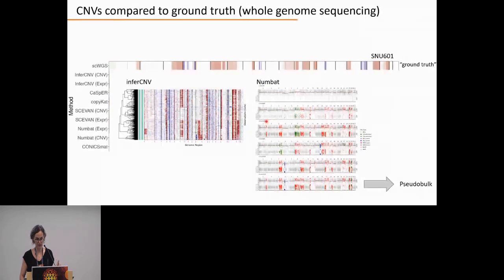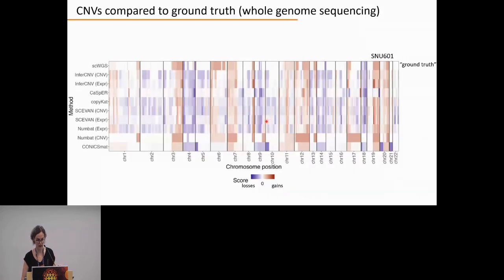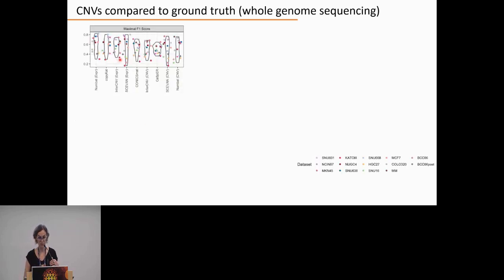And this is what you see here for the SNU-601 cell line: the whole genome sequencing on top and all of the different methods at the bottom. You see there is quite a lot of variation, and we can, of course, quantify that. We quantified it using different metrics, and this is what I'm showing you now. This is the F1 score, and all of these dots here are the 14 different data sets that I told you that we tested.